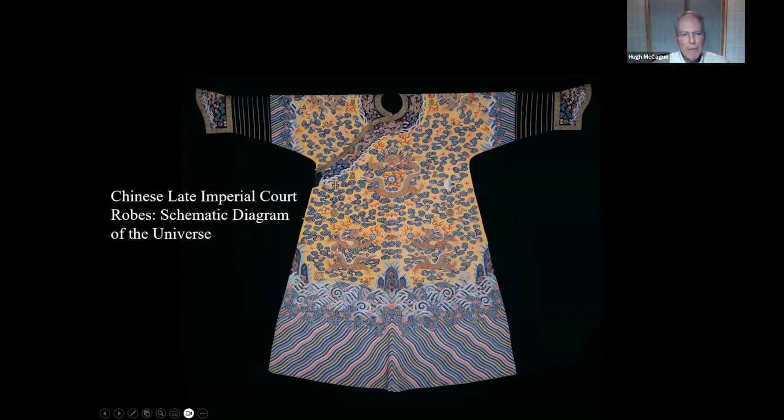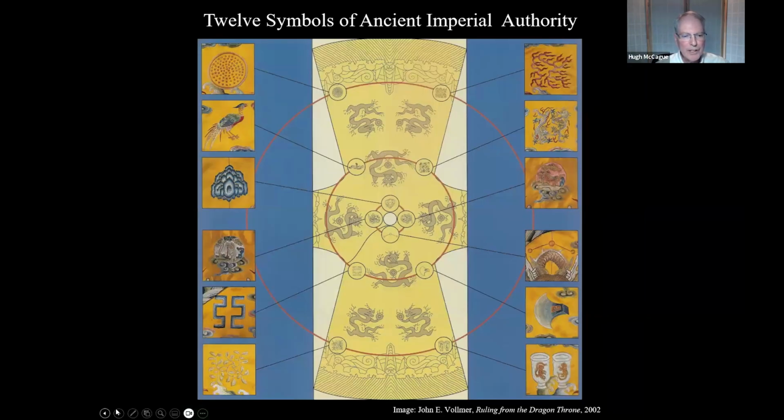In fact, we're looking at a map or a diagram of the universe before us. Yes, it's a robe, but it also has that function with it. To elaborate this some more, I invite you to take a close look at it. You'll see that on various parts of it, there are symbols, which we'll zoom in for you to take a close look at now. There's actually 12 symbols of ancient imperial authority.